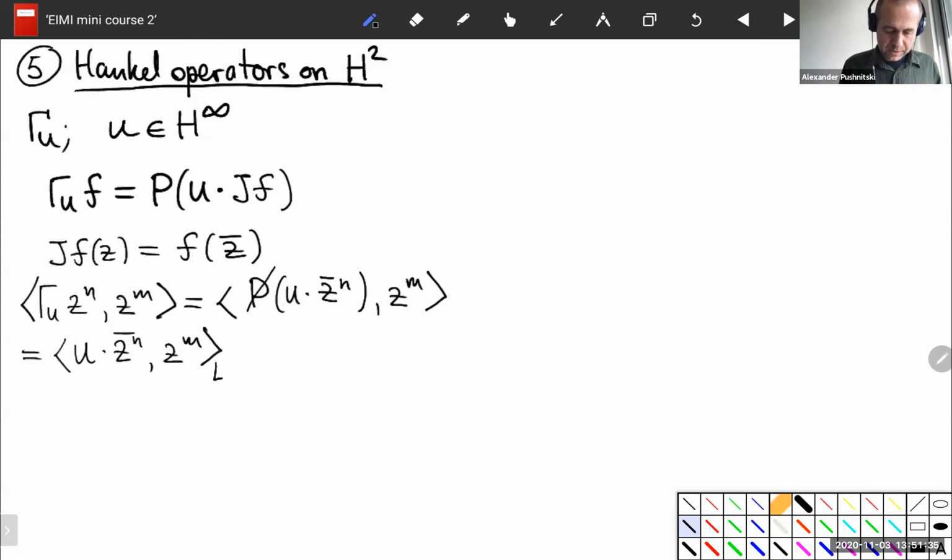I can consider this as an inner product in L2. And then I do the same thing as for Toeplitz. I move Z bar^n to the right-hand side.